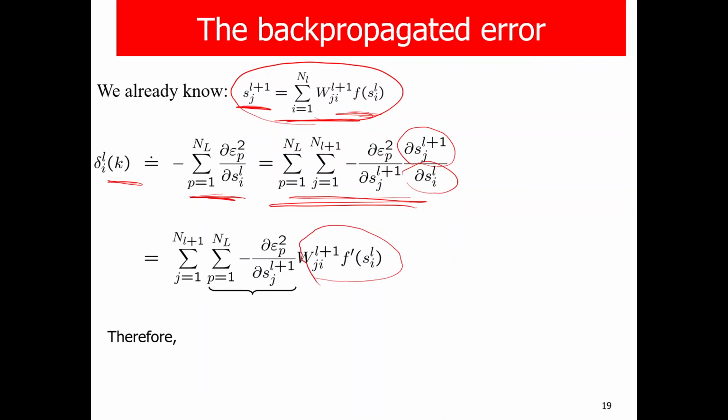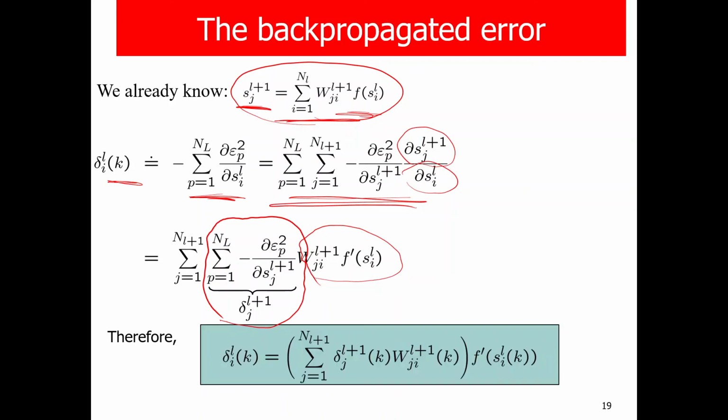And if you look at this quantity here, it is exactly the definition of the backpropagated error at layer L plus 1. Therefore, we proved that the backpropagated error indeed can be calculated recursively from the higher level layers. So for example, if we want to calculate the backpropagated error at layer L, then we can get this expression using the backpropagated errors at layer L plus 1. We are now almost done.